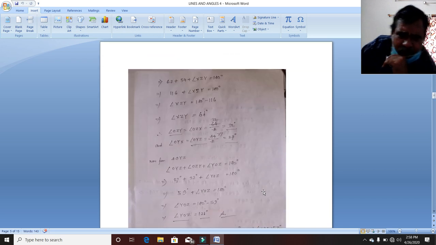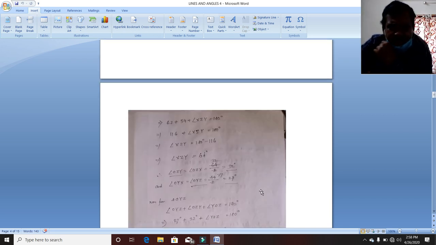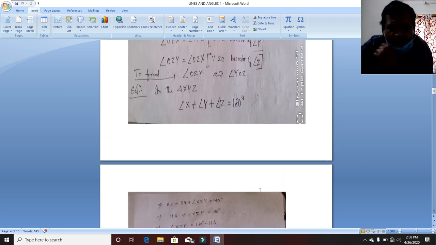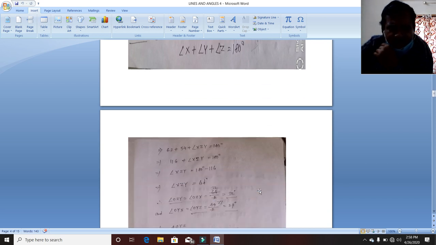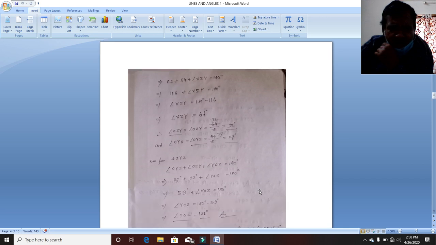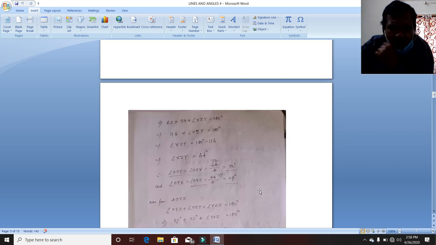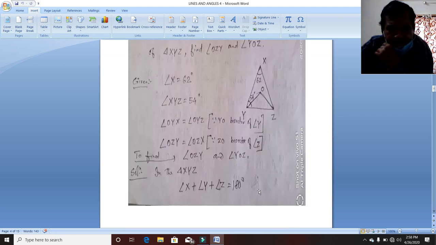Now in the question I have to find the value of what? I have to find the value of OZY and YOZ. Next what remains? YOZ I have to find. Now you see in the triangle OYZ. See the diagram.